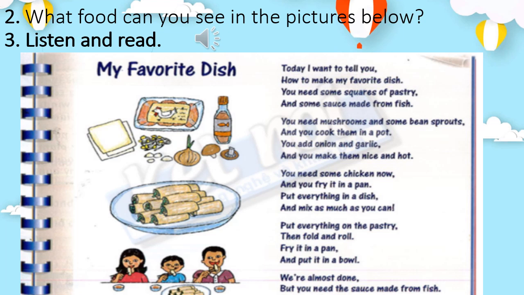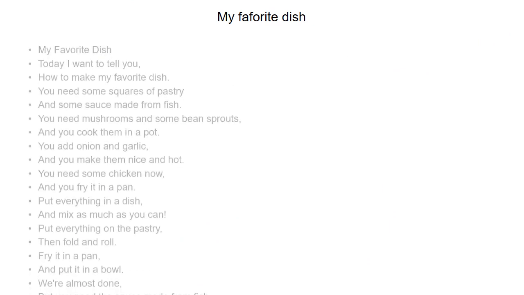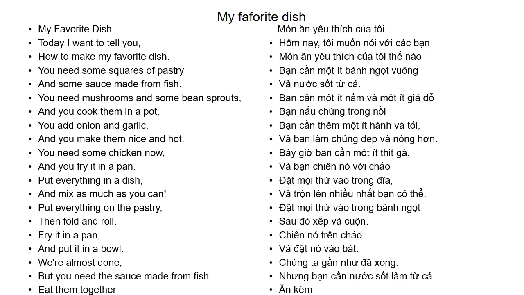It's okay, everyone. And now you have to listen and answer the question. Read again and write true or false for questions 1, 2, 3, 4, 5, and 6. I give you the meaning of My Favorite Dish here, so you can say it. If you don't know how to translate it into Vietnamese, I show you some meanings here. Try to get it.